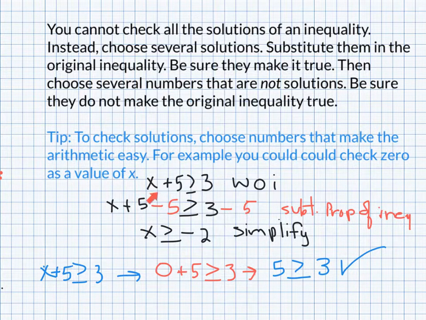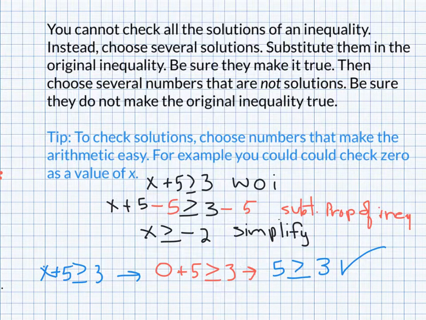So let's try that. We have the inequality x plus 5 is greater than or equal to 3. I wrote my original inequality here. I have x plus 5. I'm going to subtract 5 from both sides to get rid of the 5, to isolate the x. So when I do x plus 5 minus 5 is greater than or equal to 3 minus 5, I'm using my subtraction property of inequality. And then I am left with x is greater than or equal to negative 2.